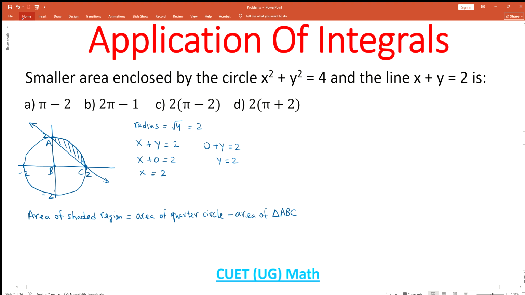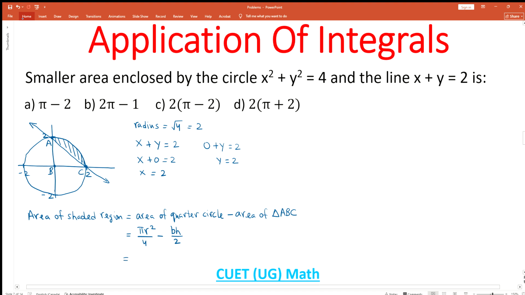There are two ways to calculate the area of this shaded region. The easier way is to calculate the area of the quarter circle using the formula for circle, and then calculate the area of the triangle using the formula for area of triangle. The formula for area of a circle is pi r squared. So area of quarter circle is pi r squared divided by 4 minus area of triangle ABC. The formula for area of triangle is base times height divided by 2.